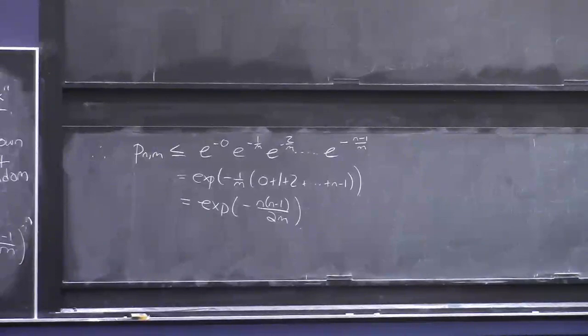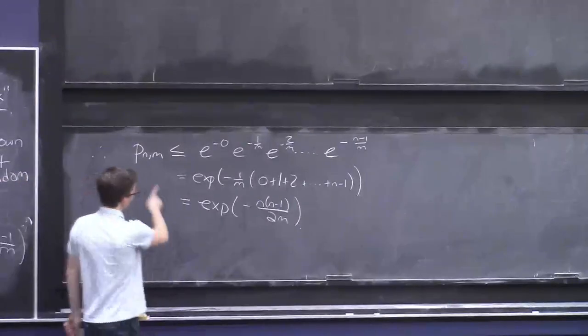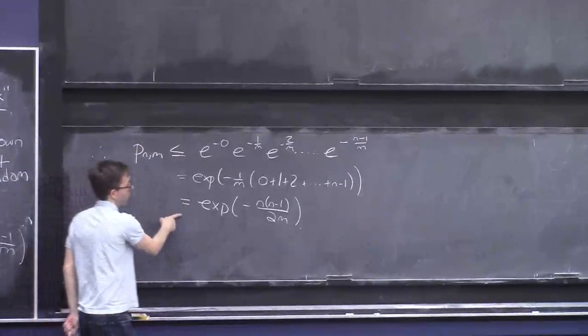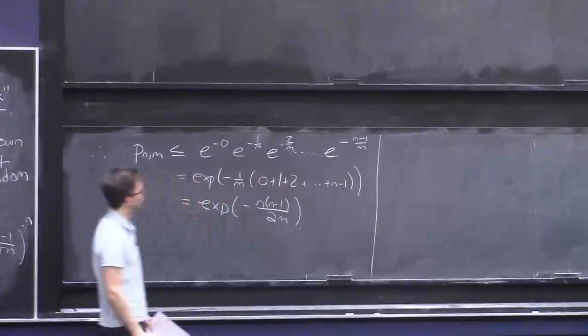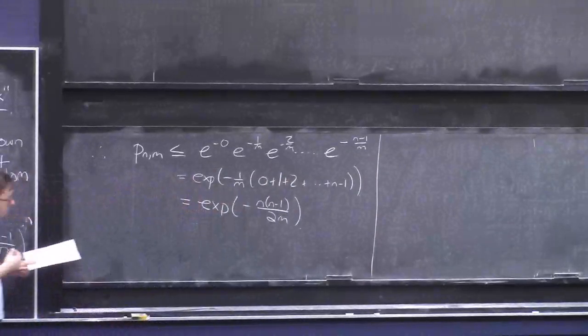But let's be a little bit more careful now. So this actually only gives us an upper bound, even though this turns out to be extremely accurate, we would like to have a lower bound as well. So how can we get a lower bound?